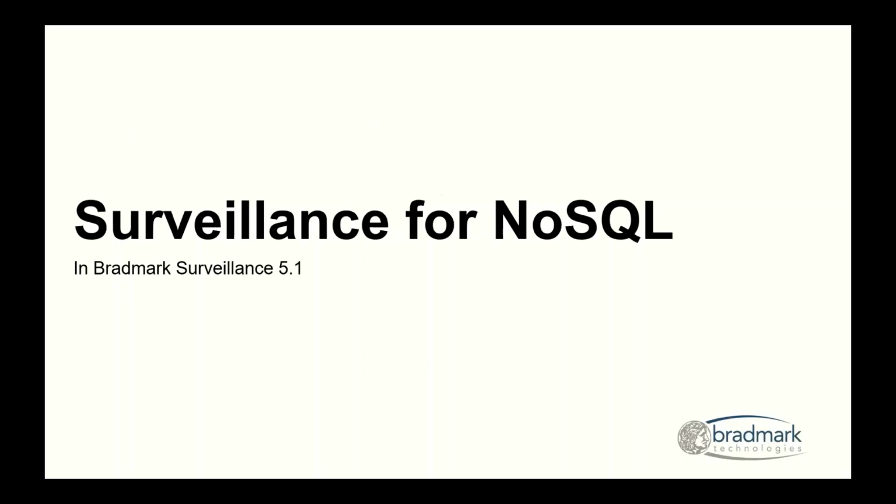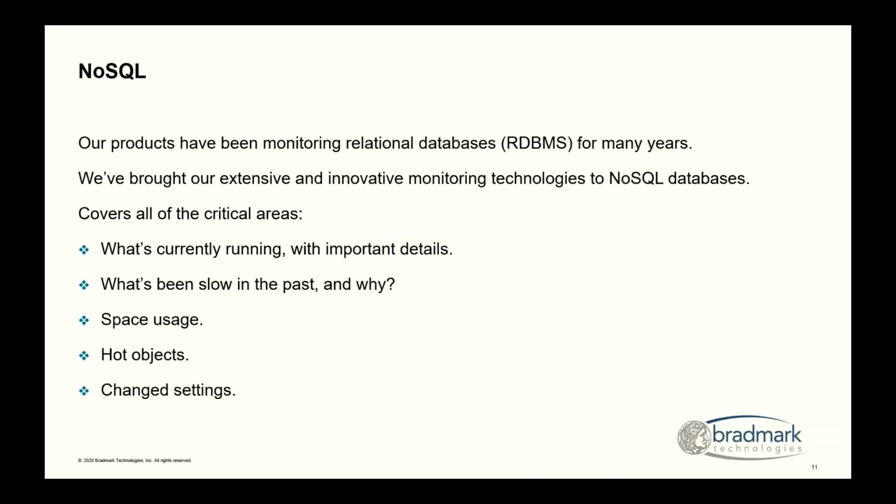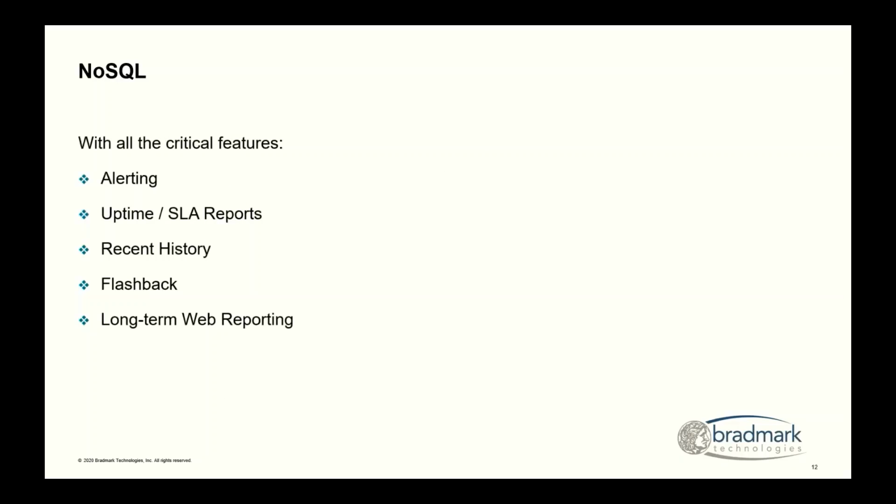So in 5.1, just to recap from earlier in the webinar series, we have expanded into NoSQL monitoring. Of course, we've been doing monitoring for relational databases for many years, but now with 5.1, we are expanding into NoSQL areas. And of course, there are a lot of different NoSQL areas to go into. But for each of them, we're covering the critical areas. We want to know what's running and the details that you need for those items. We've been trying to find out what's slow in the past on this particular NoSQL database, space usage, hot objects, changed settings, all of the critical areas that you'd expect in a monitoring product for a NoSQL database.